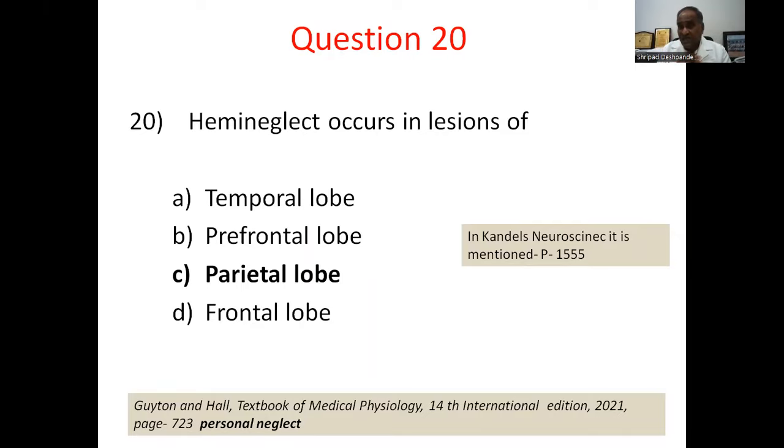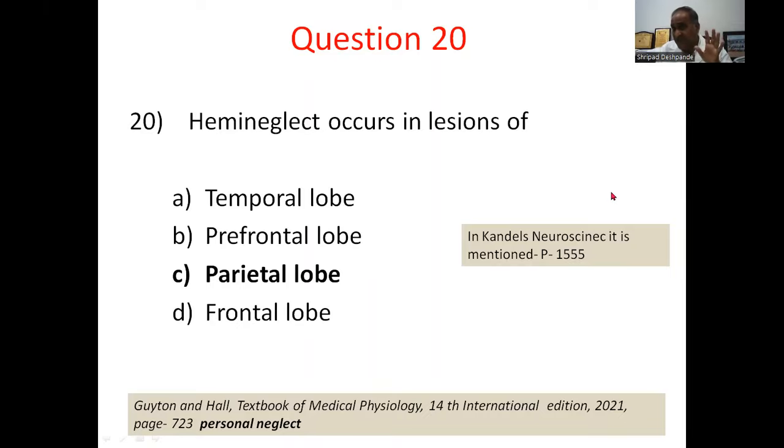However, in Ganong or in Guyton et al, on page 23, there is what is called personal neglect, when describing the basal ganglia. That means one half of the body is not identified or mentioned. There is no mention of hemineglect. The personal neglect is because of lesions in the parietal lobe. I searched Kandel's neuroscience book, and it is mentioned on page 1555.